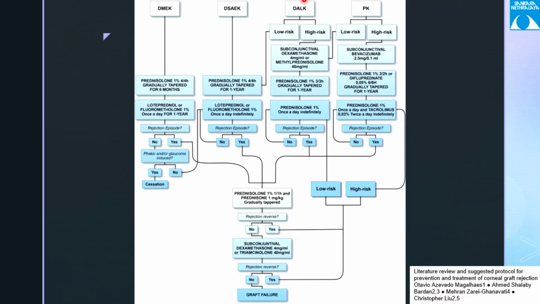In DMEK, we'll give prednisolone 1% gradually tapered for 6 months, followed by loteprednol or fluorometholone once a day for 1 year. And if we have a rejection, we'll again put the patient on prednisolone, otherwise continue loteprednol. Similar for DSAEK. For DALK, we can have a low risk or a high risk, in which low risk is as given for DSAEK, prednisolone followed by loteprednol. But in cases of high risk, subconjunctival dexamethasone or methylprednisolone 40 mg per milliliter.